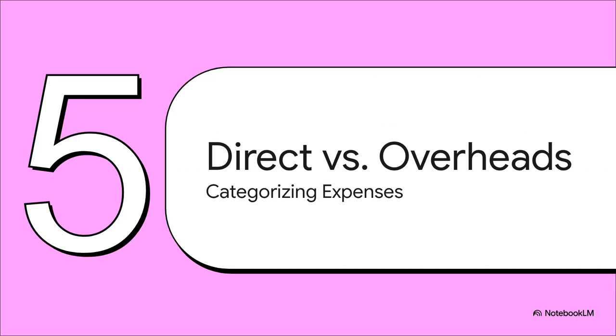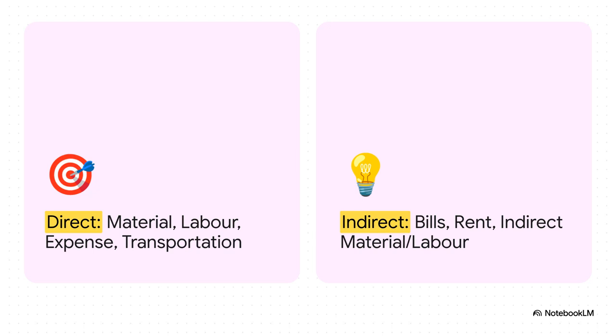This takes us to our final stop, Part 5, Direct Costs versus Overheads. Now, how do we categorize the specific expenses that actually make up that $5 cost? Well, every single expense a company faces falls into one of two very distinct camps: direct costs or indirect costs. Direct costs are completely physically tied to making the product itself, like the direct materials used, the direct labor of the person assembling it, or the specific transportation costs.